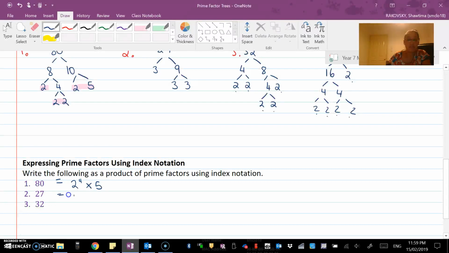Next one, here we've got the base is 3. 1, 2, 3, and I have 3 of them. 3 to the power of 3 is 27. And then the last one here, we've got either one you can use. 1, 2, 3, 4, 5. So 32 is 2 to the power of 5.